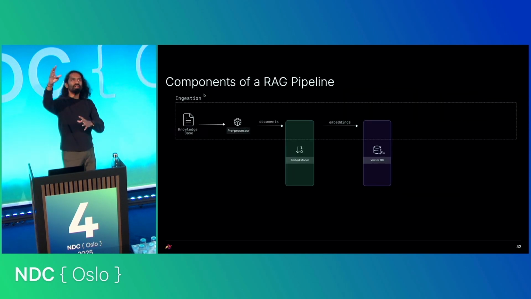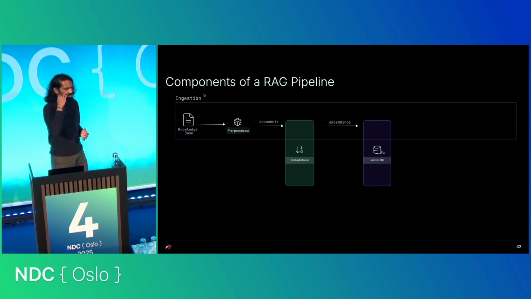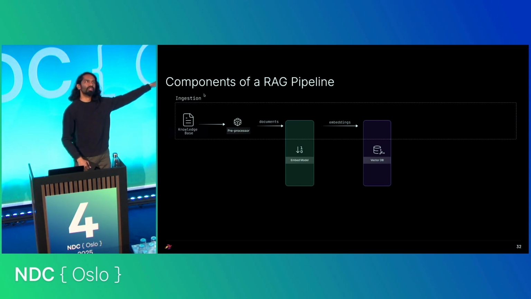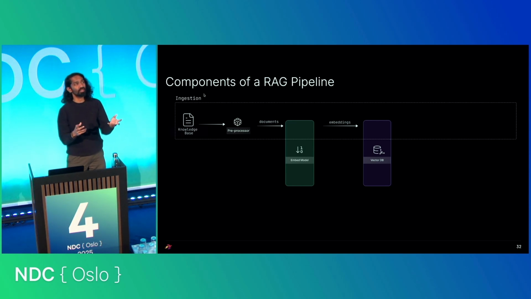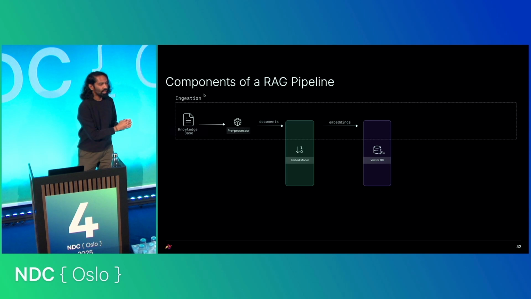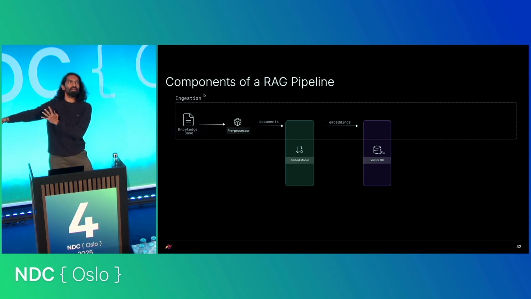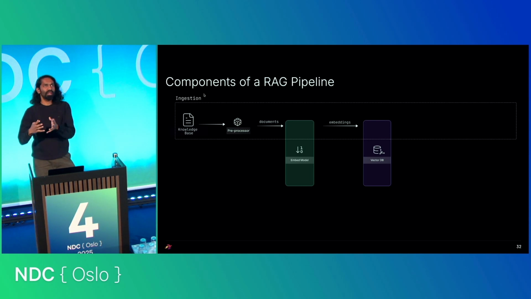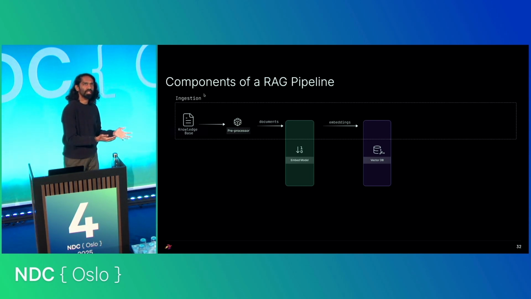So very quickly, let's look at the different components in a RAG pipeline. You can look at a RAG pipeline in 2 phases. One is the ingestion phase. So you have a knowledge base of documents, data. You put that through a preprocessor, which breaks it down into smaller chunks, which is easier to be read. And you push all of that into an embedding model. And that embedding model creates embeddings that you store in a vector database.